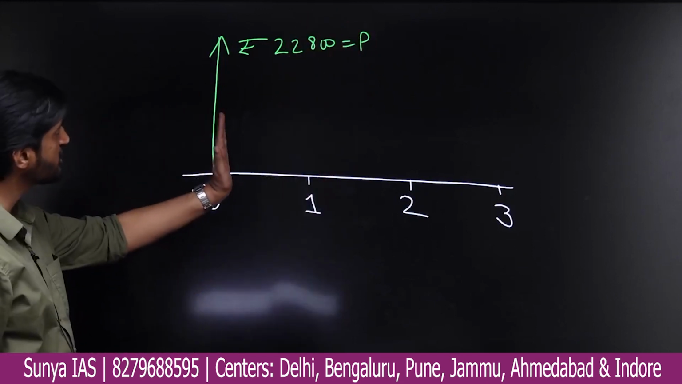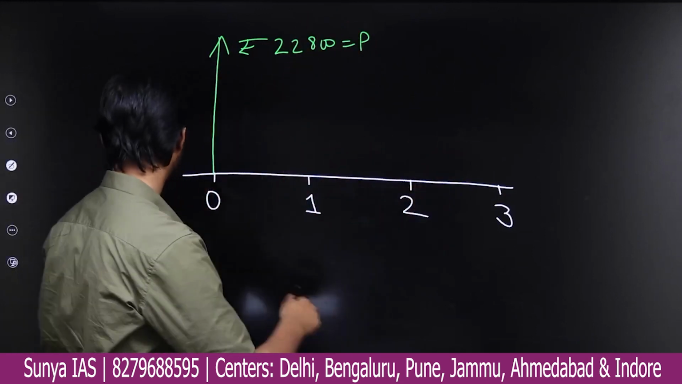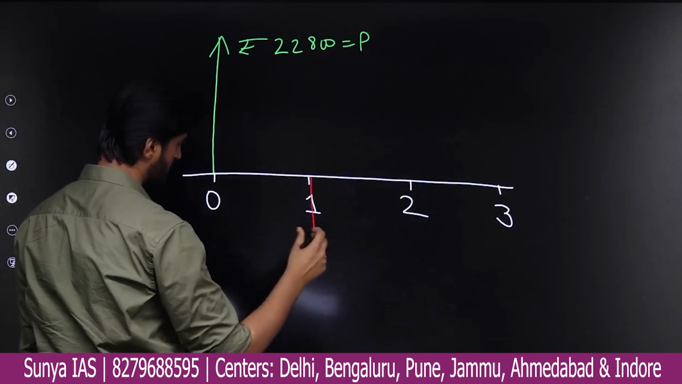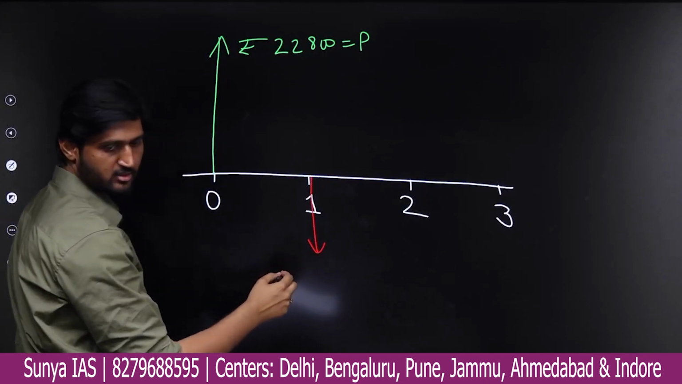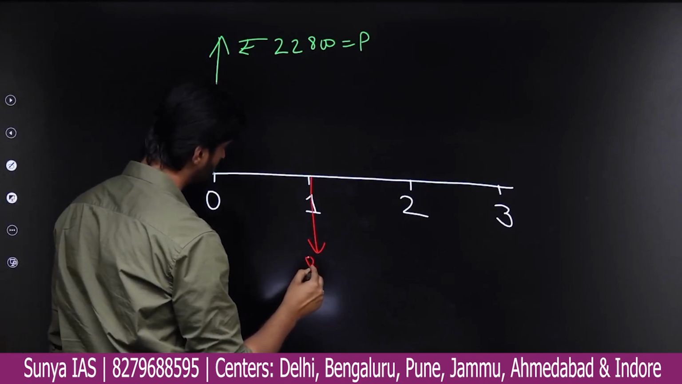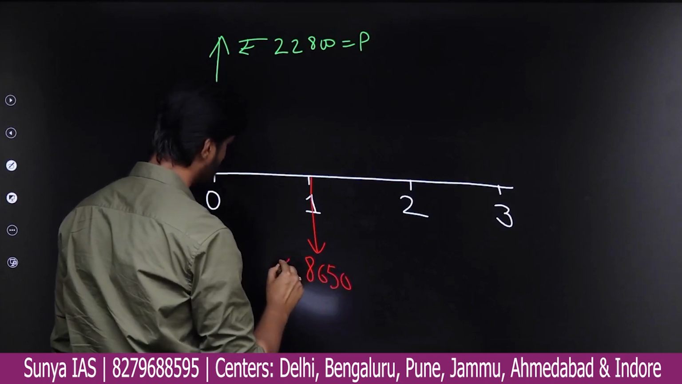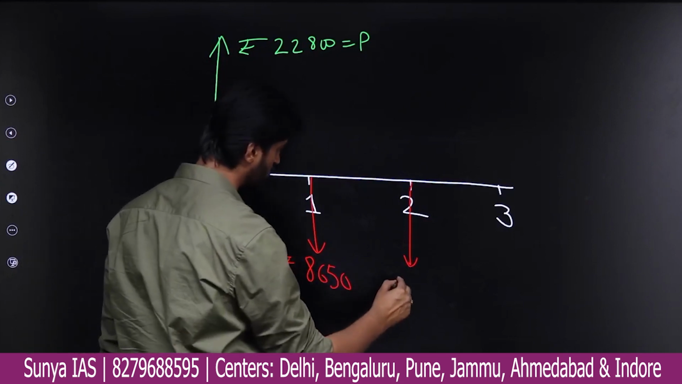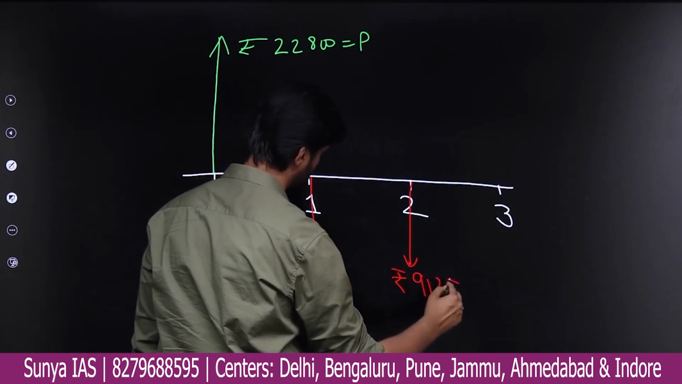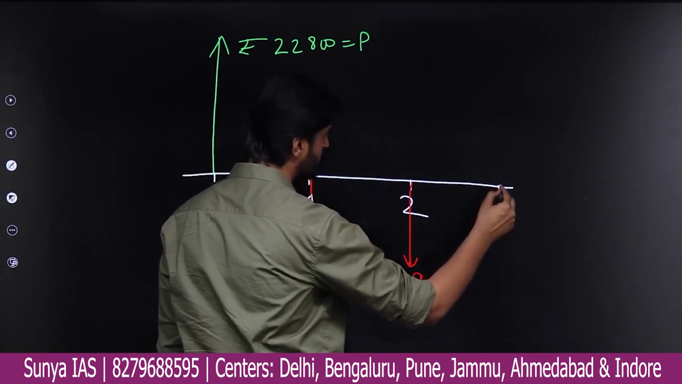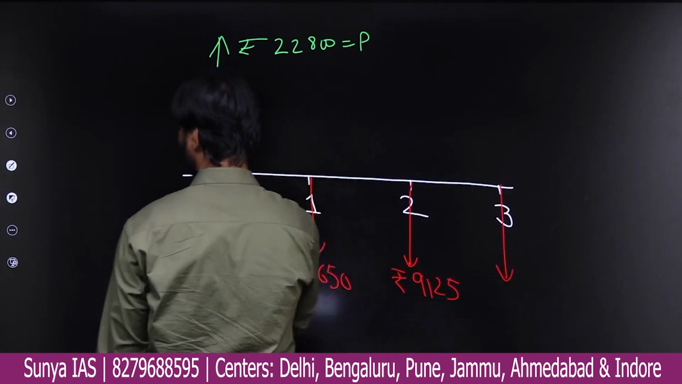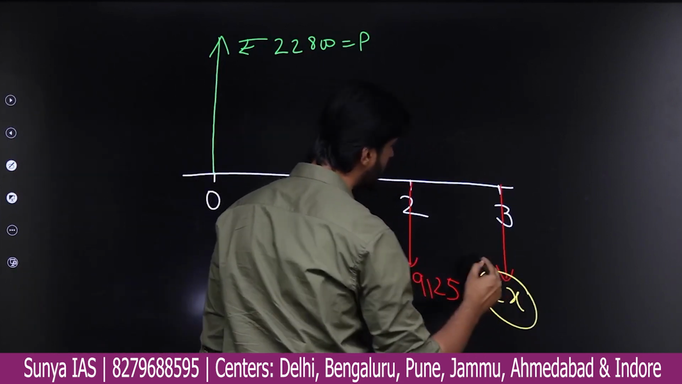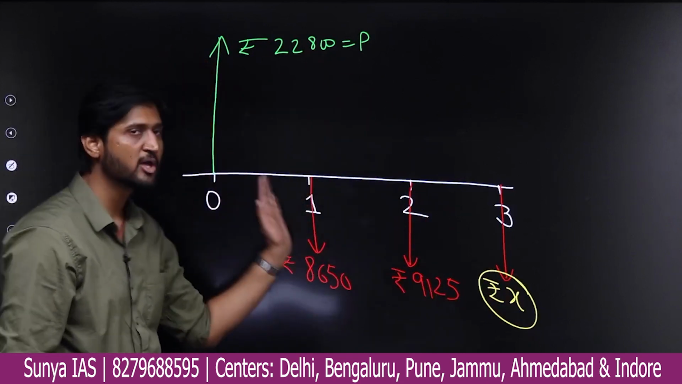And now he is trying to repay the loan in some installments. So suppose after the end of the first year, he is paying an installment of 8650 rupees. Then at the end of the second year, he is paying an installment of rupees 9125. And then at the end of the third year, the question is how much amount he should pay. So let us assume he is paying rupees X. How much should he pay so that this loan is paid completely?